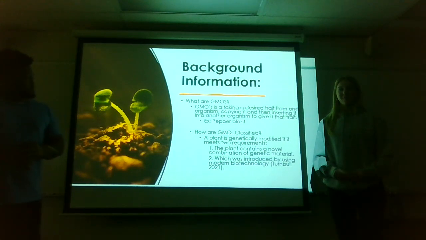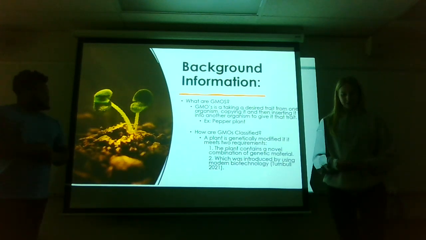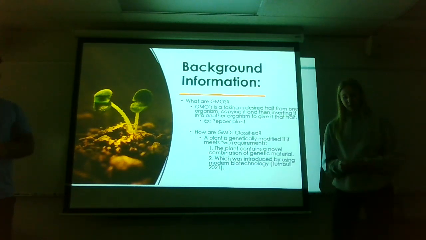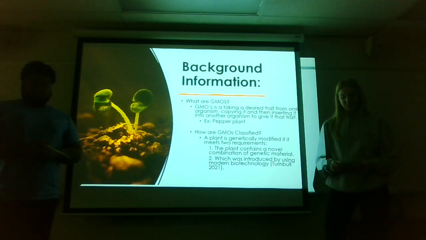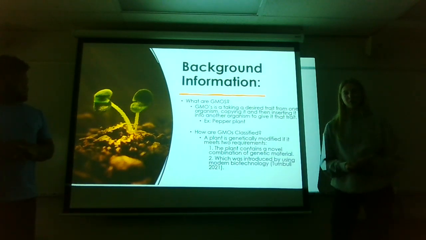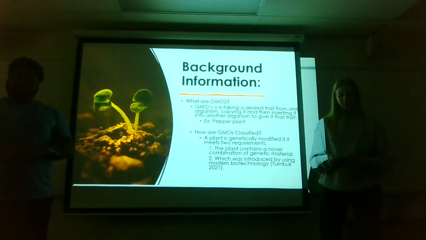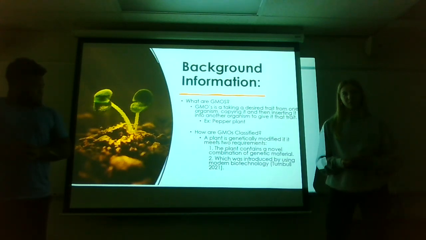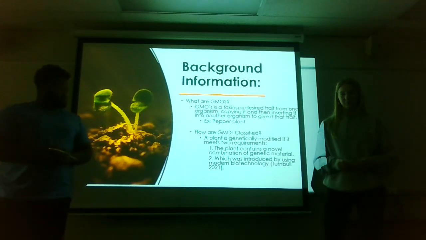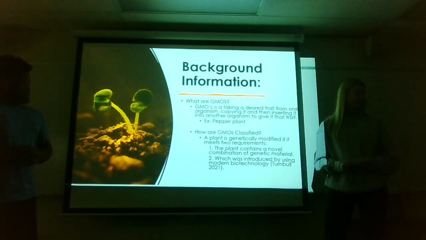So first we're going to start off by defining what GMOs are. GMOs are taking a desired trait from one organism, copying it, and then inserting it into another organism to give it that desired trait. A simple example of this is if you had a pepper plant and you wanted to make it frost resistant. So to do this, you would genetically modify the pepper plant by taking a single gene from another organism or plant that is already frost resistant and inserting it into the pepper plant. And that would make it resistant to the frost.